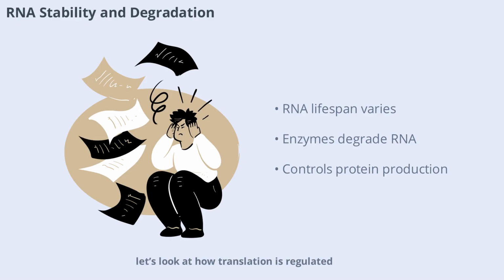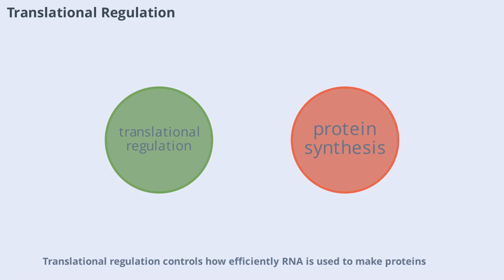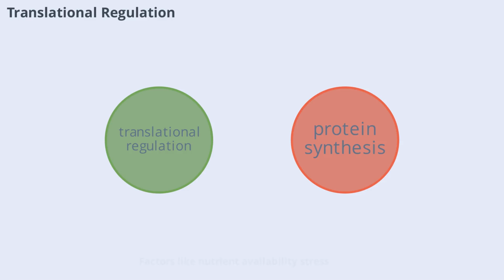Next, let's look at how translation is regulated. Translational regulation controls how efficiently RNA is used to make proteins. Cells can block translation or enhance it, depending on their needs. Factors like nutrient availability, stress, or signals from other cells can influence translation. This allows cells to rapidly adjust protein production without changing the underlying RNA.